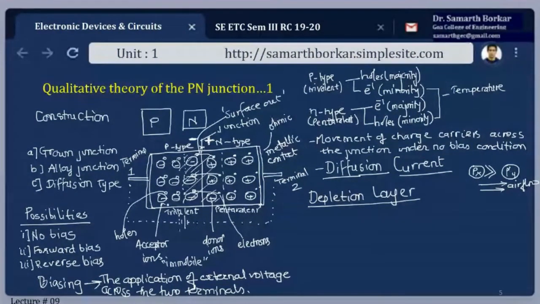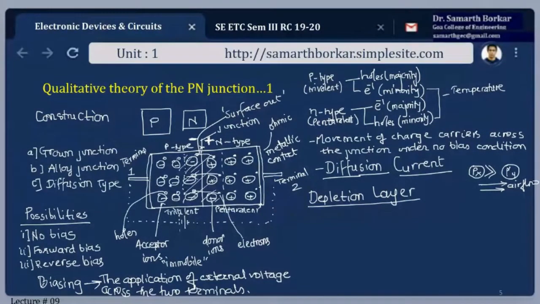Here there are mobile charge carriers, here there are mobile charge carriers, here holes are charge carriers, here electrons are charge carriers. But when they are brought together, these holes and electrons will recombine, and the ions will surface out. So we will not have any charge carriers in this region. Fine. They will be depleted of charge carriers. So depleted of free charge carriers.